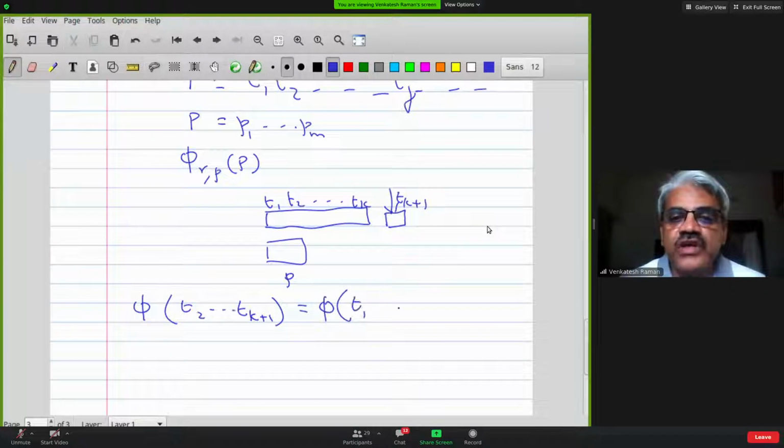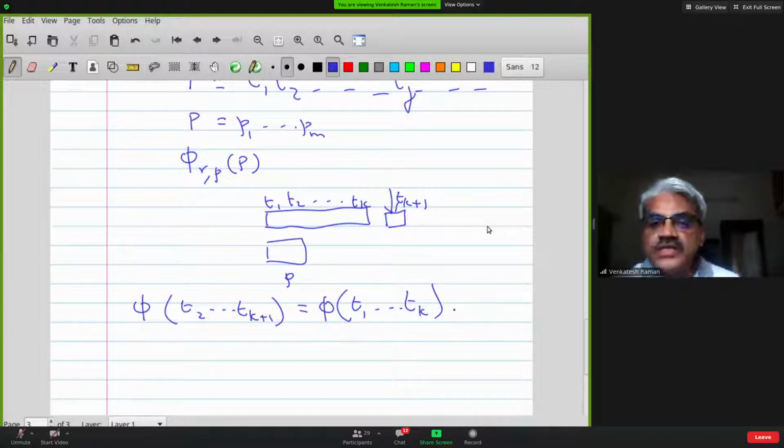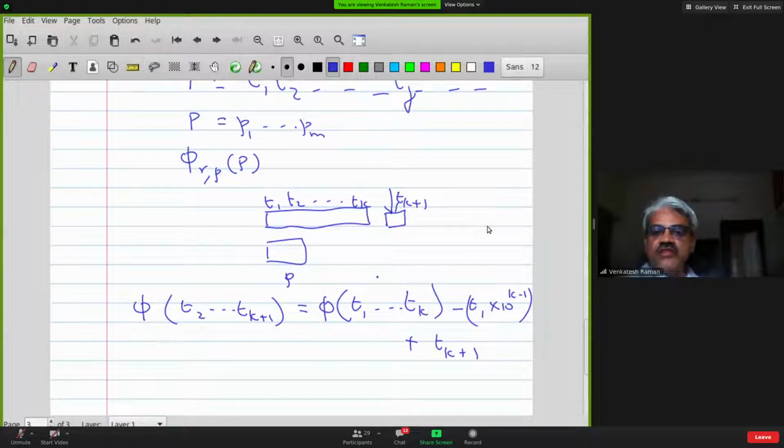Let's see. T1 to Tk, and you subtract T1 into 10 power k minus 1, plus Tk plus 1. This is what it is, right? Take the fingerprint, all mod p, of course, and subtract out T1 into 10 power k minus 1, so that what I get is this. And then I also need to multiply by, sorry, I shouldn't say 10.